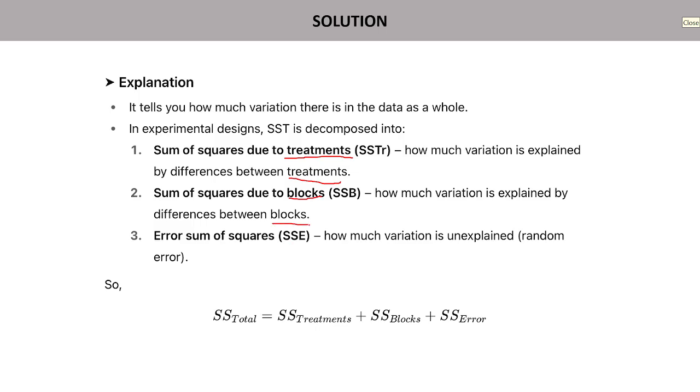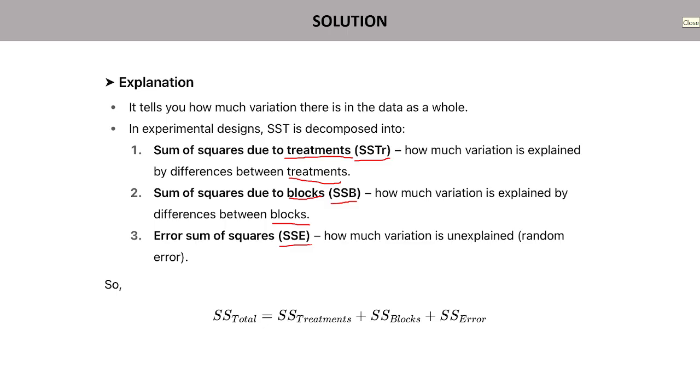In the case of randomized block designs, where there are different blocks and different treatments within each block, the variation in the data due to different blocks will be called the sum of squares due to blocks, or SSB. The first one was called SSTR, and the third one is the sum of squares of error, or error sum of squares, which is also called SSE.